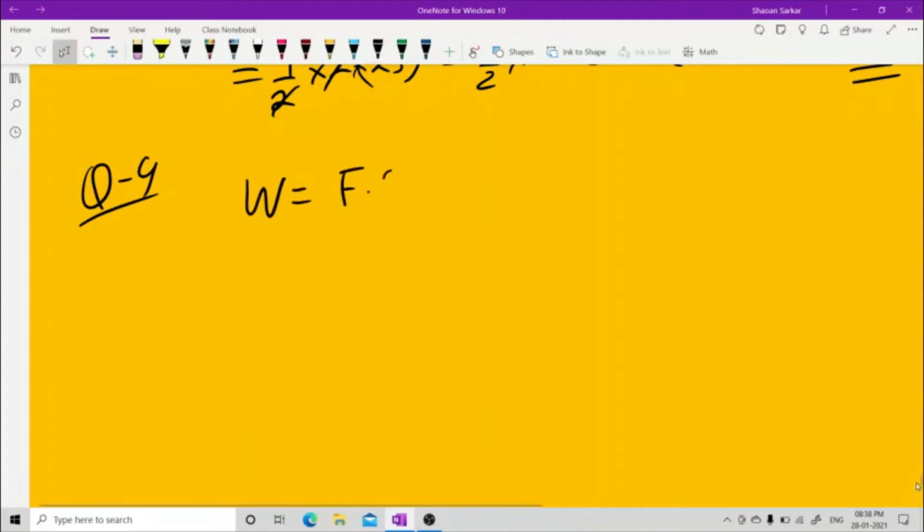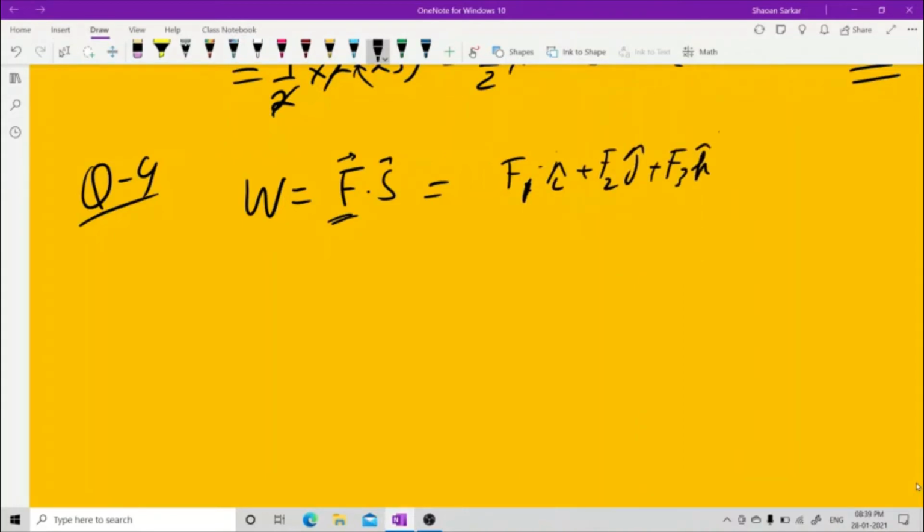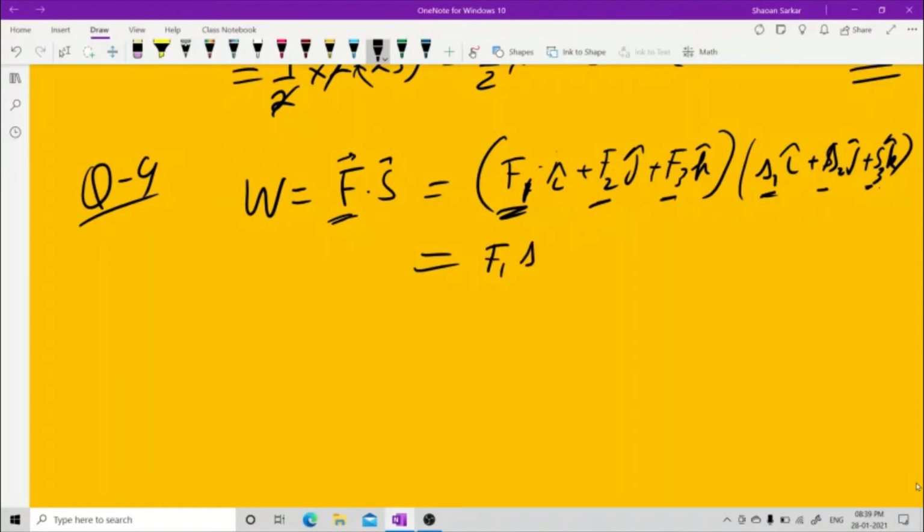W is equal to F dot S. Suppose the force is F1 i cap, F2 j cap, F3 k cap. You know how to do the dot product, so I'm not going to do that. And S is S1 i cap, S2 j cap and S3 k cap, whatever the values. F1, F2, F3 and S1, S2, S3 are numerical values. Just do the dot product: F1 S1 plus F2 S2 plus F3 S3.